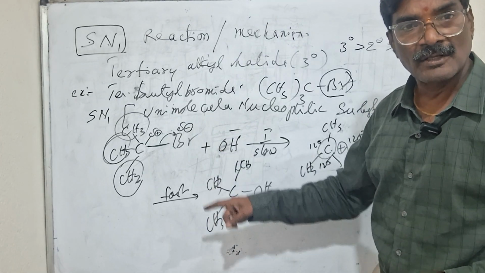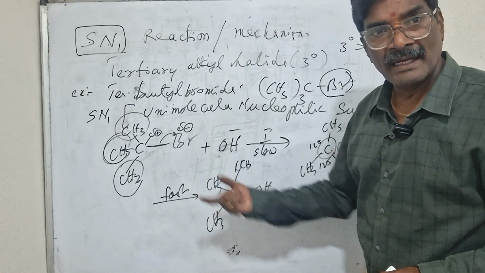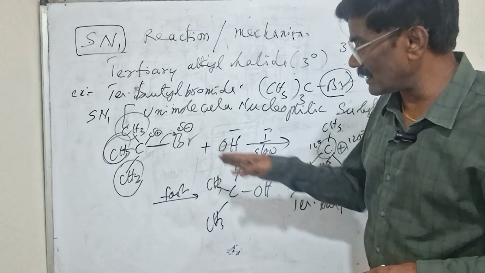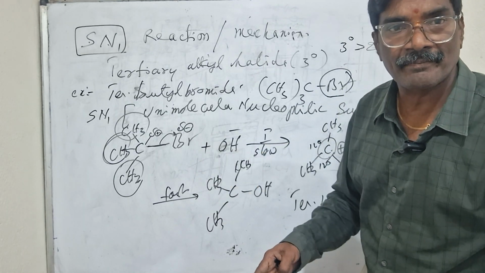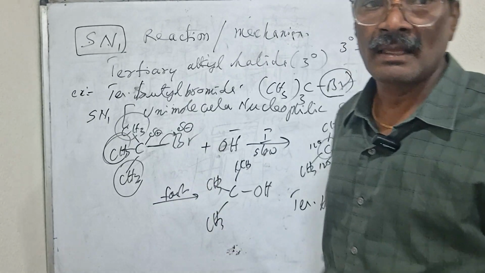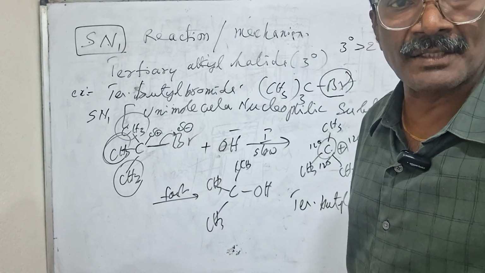The first step is the slow step. Since the first step is slow, it decides the rate of the reaction, so it is called the rate determining step. This is about the SN1 mechanism. Thank you.